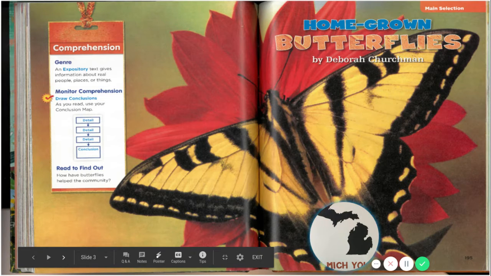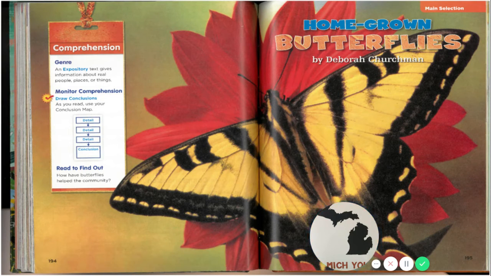We're going to finish part 2 of Homegrown Butterflies. Remember, it's looking at expository text, which is informational. A lot of times in expository informational text, they're informing or giving us information and facts about something. Usually it's a new topic that you don't know very much about, or it could be even a person that you don't know very much about. Informational. And this week we're really working on details from the story and how that helps us draw conclusions.